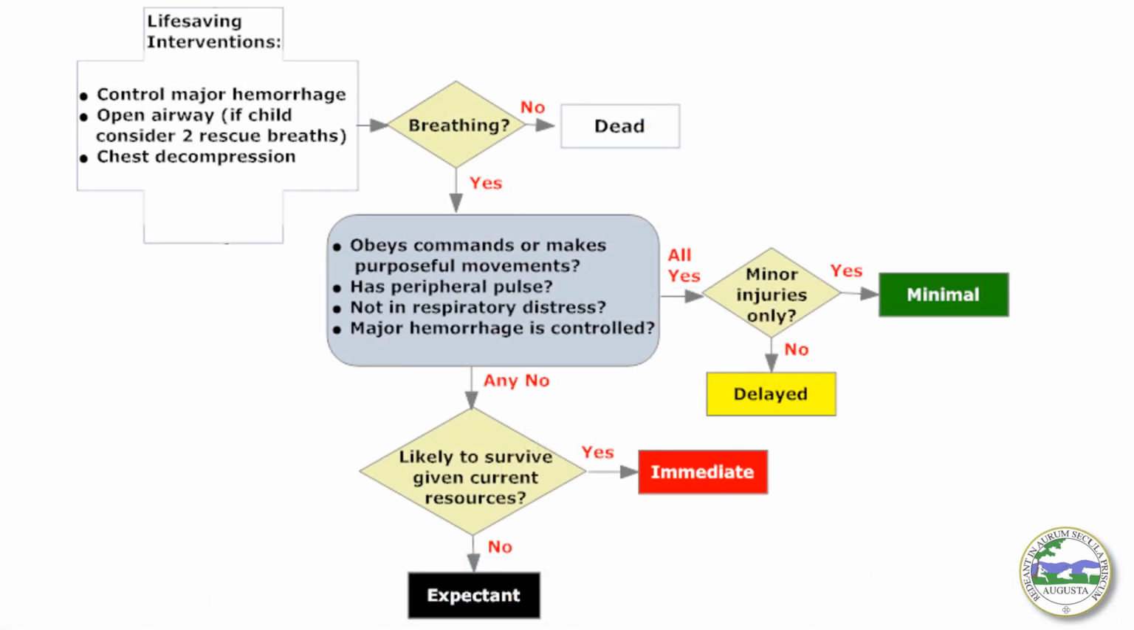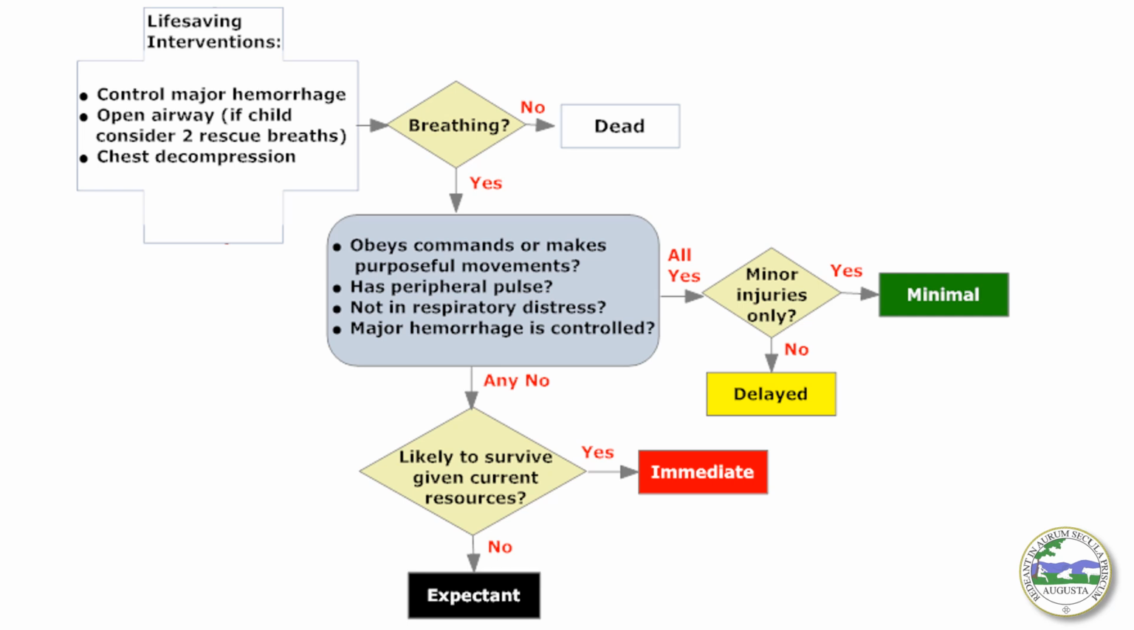After performing life-saving interventions, patients should be prioritized for treatment and/or transport by assigning them to one of 5 categories: immediate, expectant, delayed, minimal, or dead. Patients who have mild injuries that are self-limited if not treated and can tolerate a delay in care without increasing their risk of mortality should be triaged as minimal and should be designated with the color green.